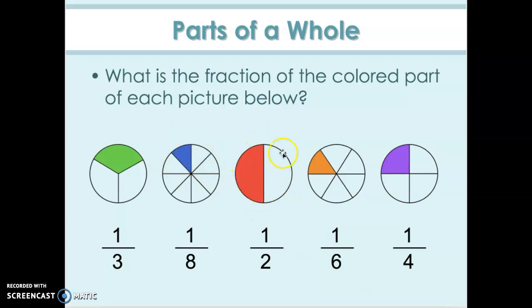The next one, there's only one colored part and there are 2 sections. So it'd be 1 over 2. So 2 would be the total. The next one, there's 1 colored and there are 6 total. It would be 1 over 6. 6 would be the total number of slices, and then 1 would be just the colored part. This last one, there are 4 total in the circle that are cut, and there's 1 that's colored, so it'd be 1/4. The 4 would be the total number.